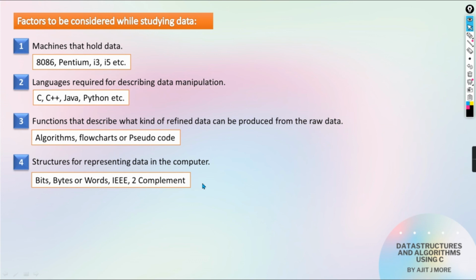So whenever you're studying data processing, that is, you're studying how the raw data is going to get transformed into useful data, at that time you have to focus on these 4 factors. Which machine you're going to use for data processing, which language you're going to use to write the data processing algorithms, then the actual algorithms, and finally how you're going to represent the data in your computer's memory.